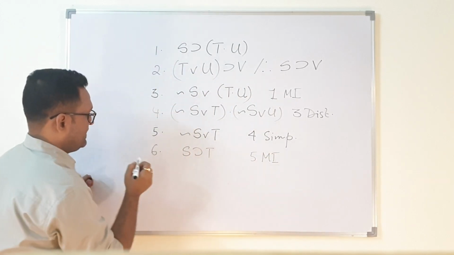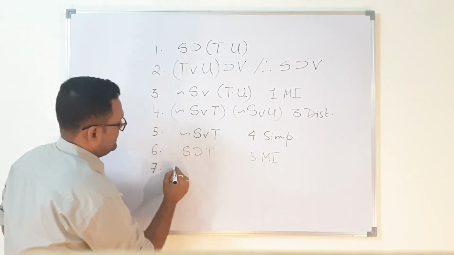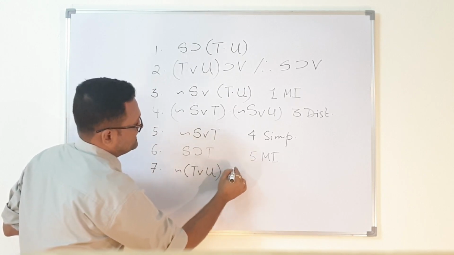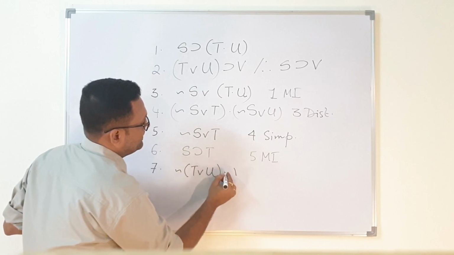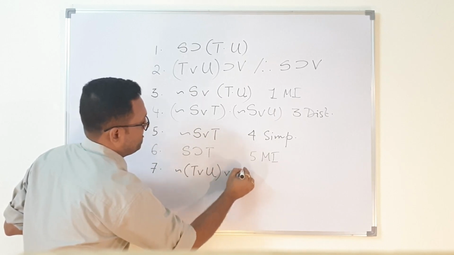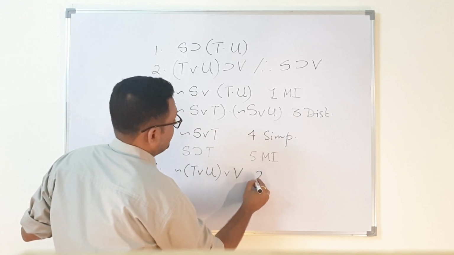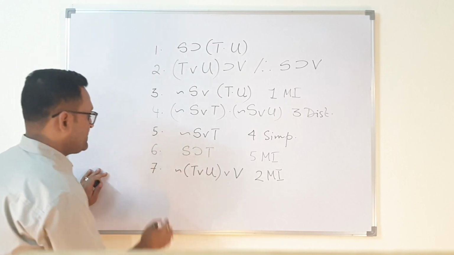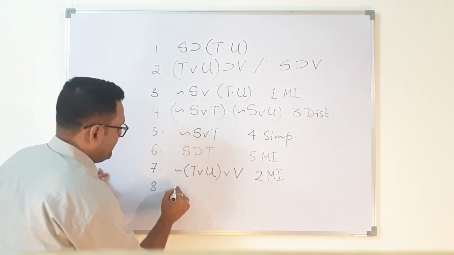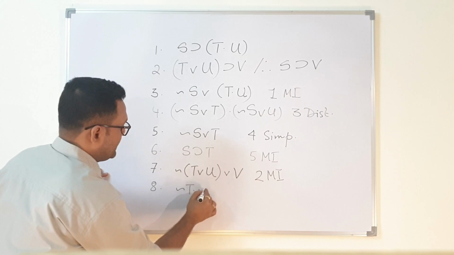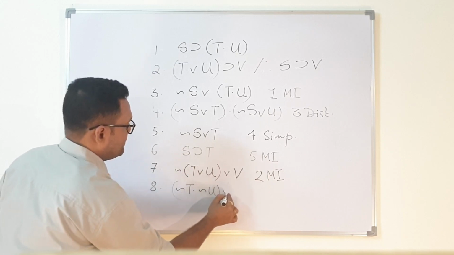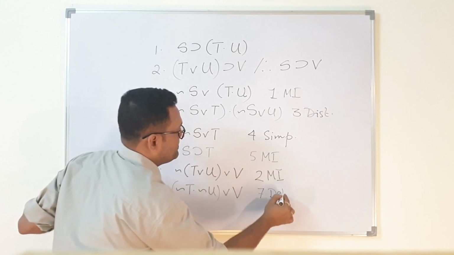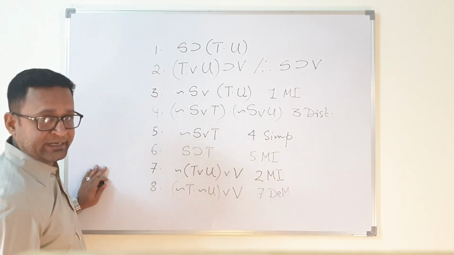Let us try. We put the seventh step as negation of T wedge U implies, or now the implies will not be there, wedge V. So this will be second, material implication, right? So I am using material implication. Now the eighth step will be that I apply De Morgan's law: negation of T dot negation of U wedge V. So this will be seventh, De Morgan's law, right? So I have applied De Morgan's.